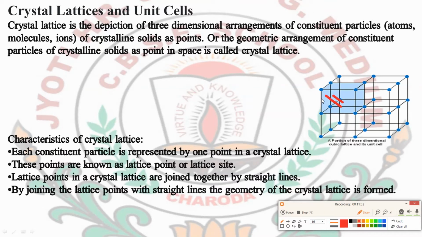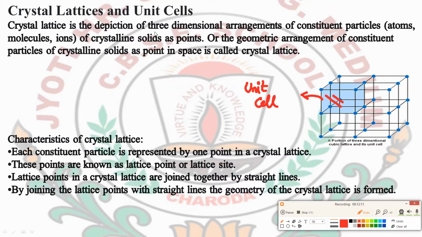So this single cube, which is forming this whole larger cubical lattice, is known as a unit cell. It is known as a unit cell.